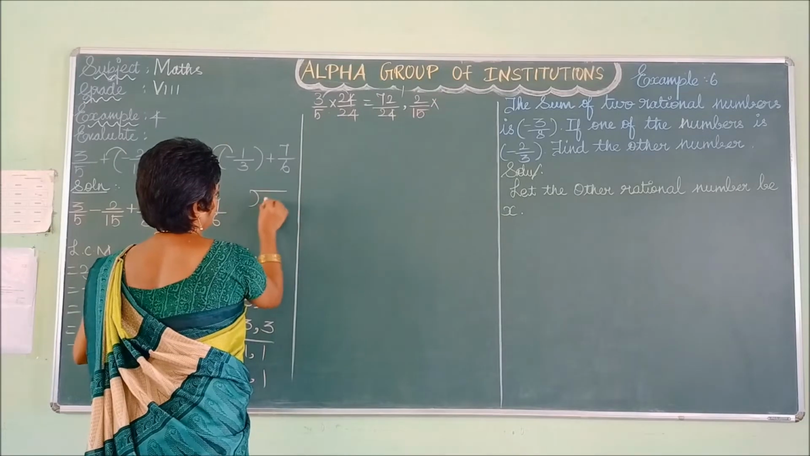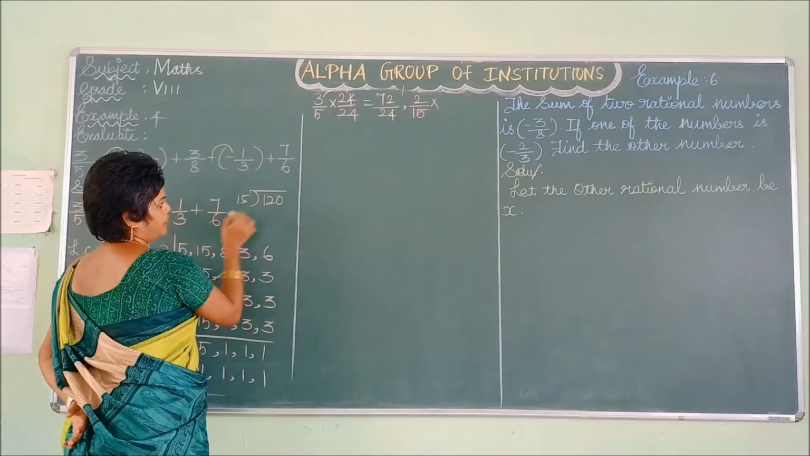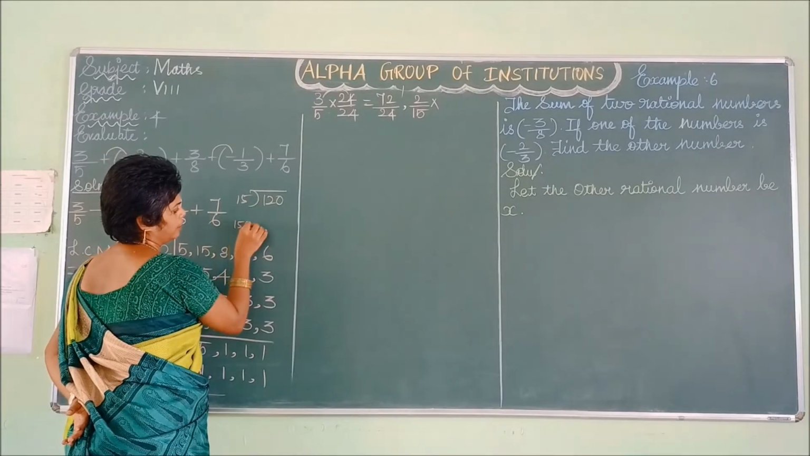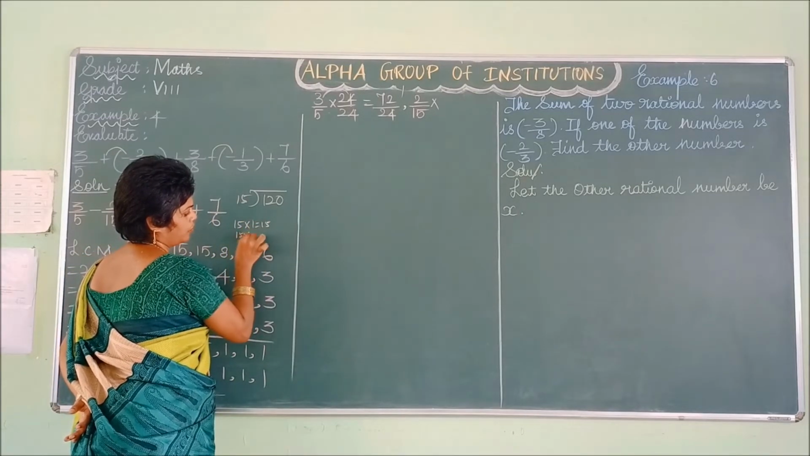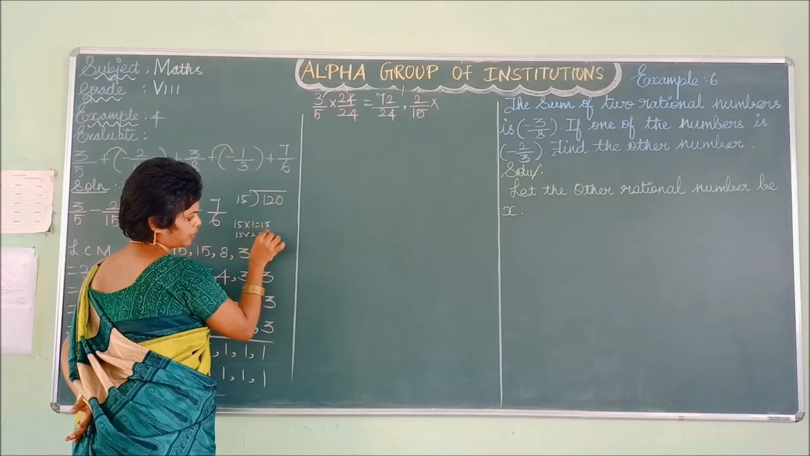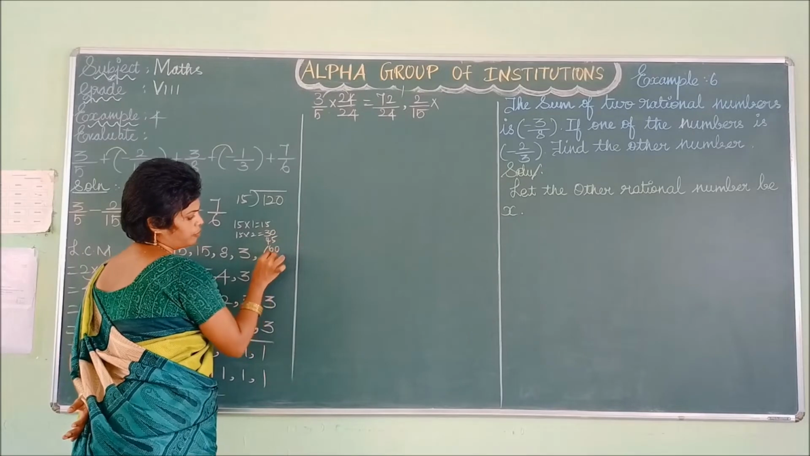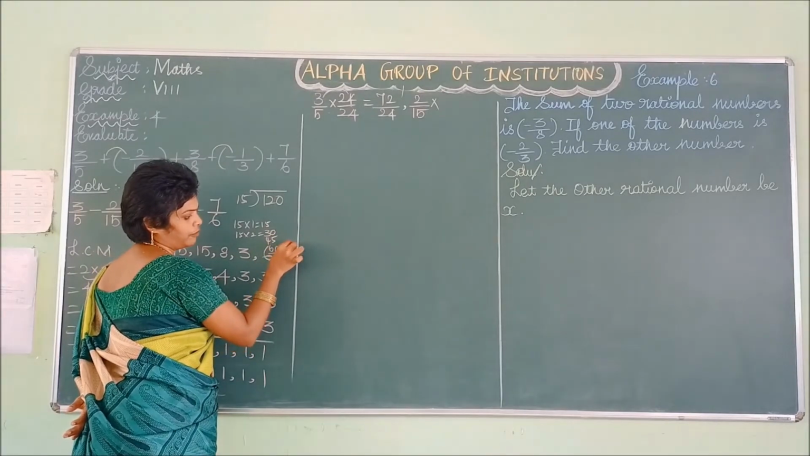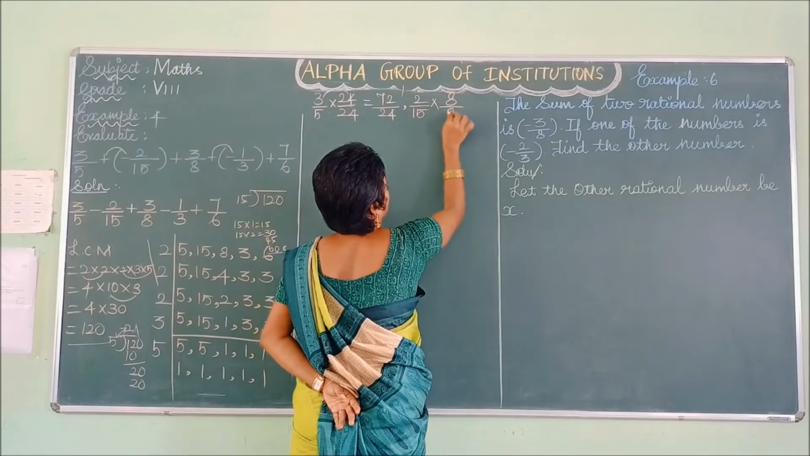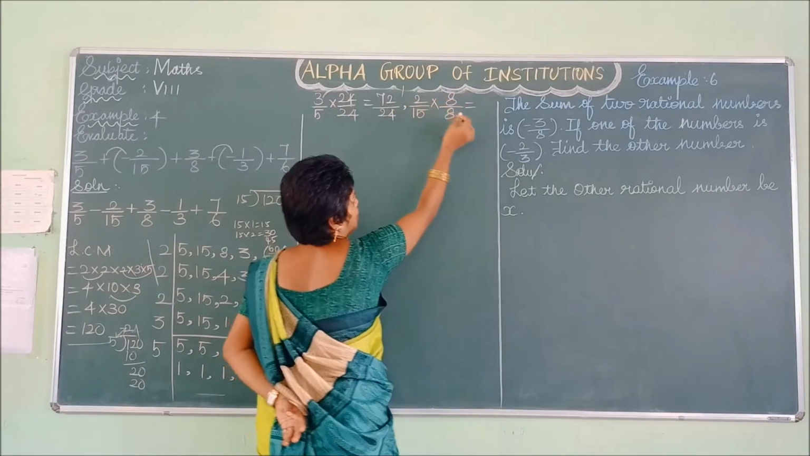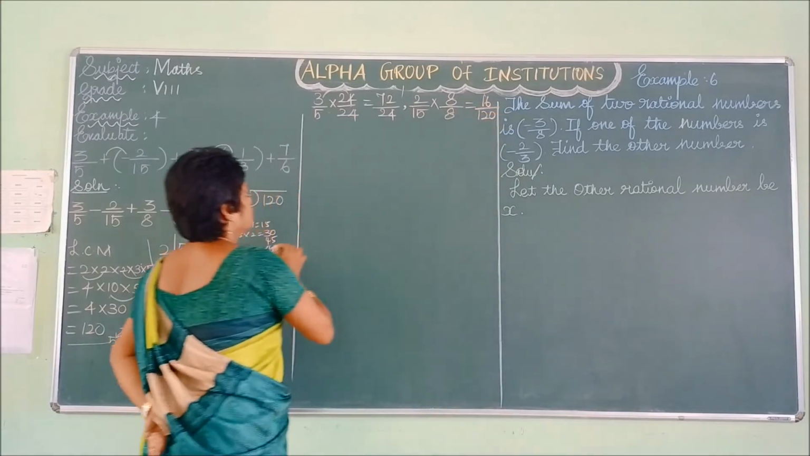So you can divide the 120 by 15. How many 15s are 120? You can multiply the value. 1 15 is 15, 2 15s are 30, 3 15s are 45, 4 15s are 60. Then 8 15s are 120. So you can multiply 2 by 8, which is 16 divided by 120.